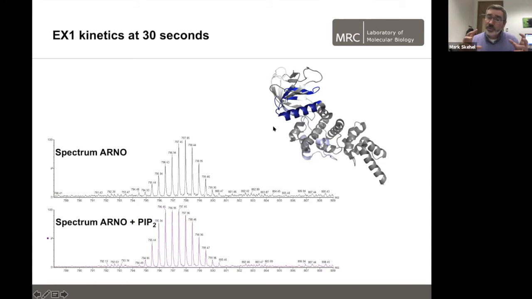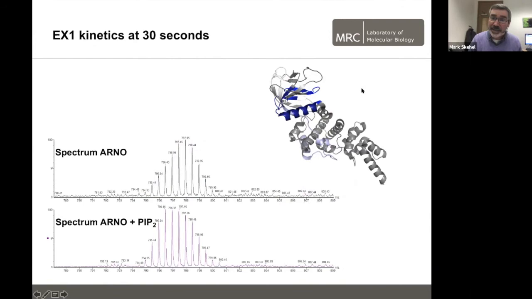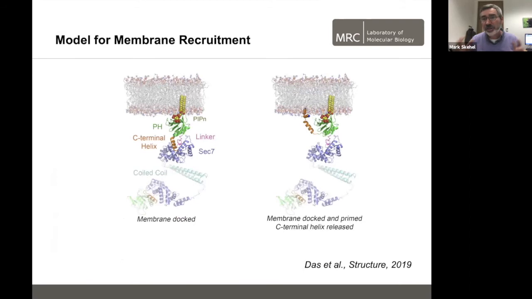And what we think is happening is that as ARNO binds to the membrane by this domain here, binds to PIP2, it interacts with the membrane via this beta 3, beta 4 loop. And what you have is an unwinding of that alpha helix, okay? It's not an EX2, it's an unwinding of that alpha helix that then primes it ready for binding the ARF GTPase, which binds in here, okay? So by looking at the kinetics of deuterium exchange, we can get some information about how that interaction is occurring. So essentially by binding to the membrane, it then changes its conformation, priming it ready for interaction with the ARF GTPase.